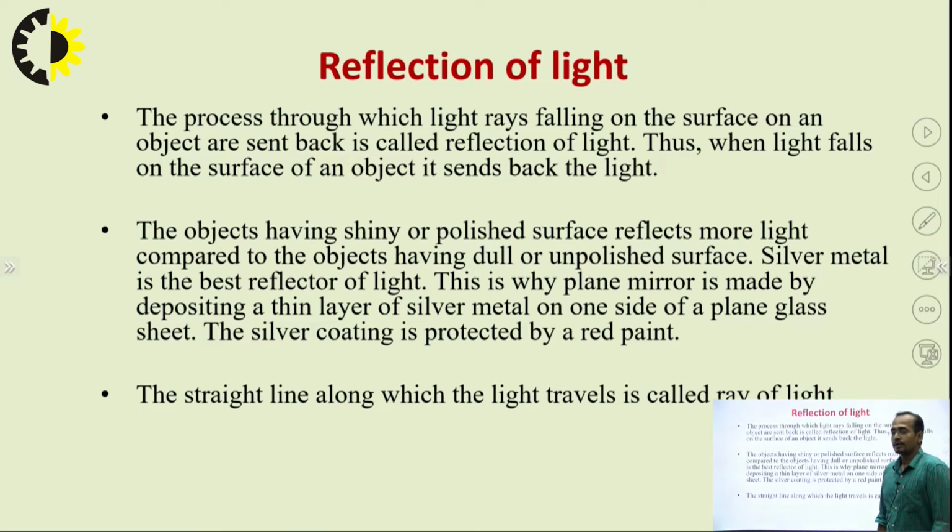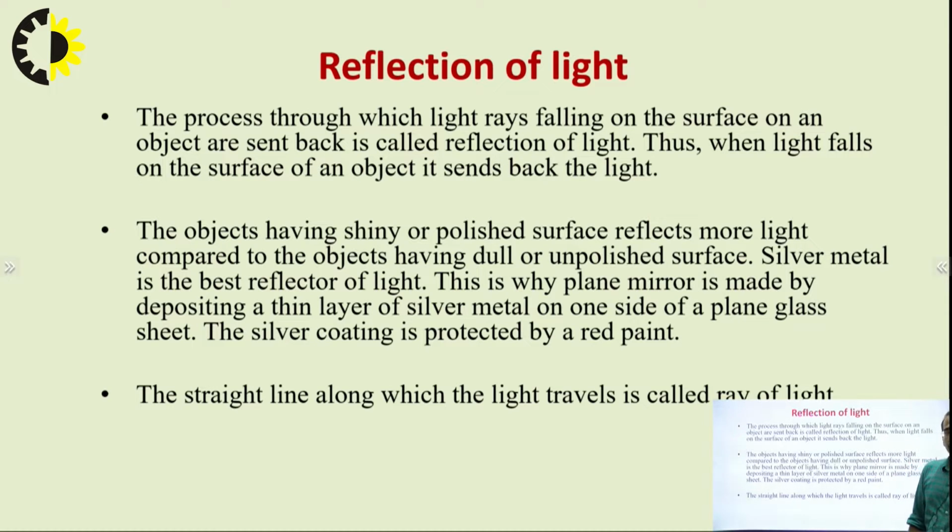So, what is the reflection of light? The process through which light rays falling on the surface of an object are sent back is called the reflection of light. This is just like throwing a ball at a wall, and it gets reflected towards the person. Objects having a shiny or polished surface reflect more light compared to objects having a dull or unpolished surface.